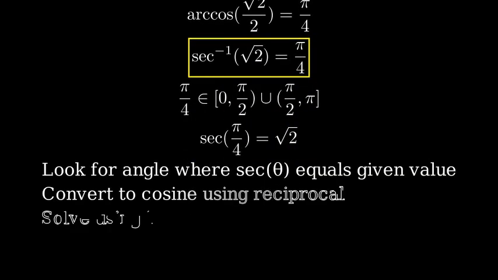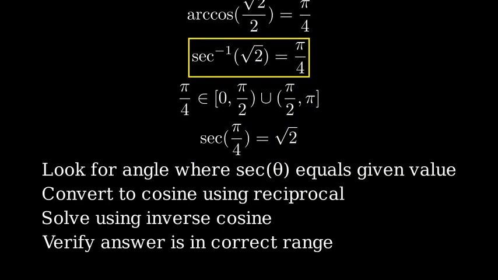To summarize, to find inverse secant, we first understand that we're looking for an angle where secant equals our given value. Second, convert to cosine by taking the reciprocal. Third, solve for the angle using inverse cosine. Finally, verify our answer is in the correct range.